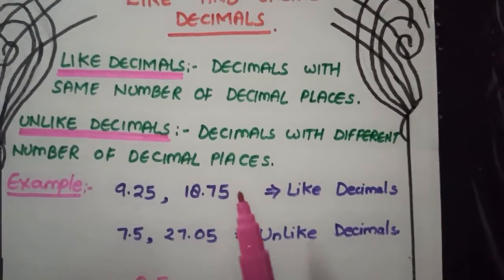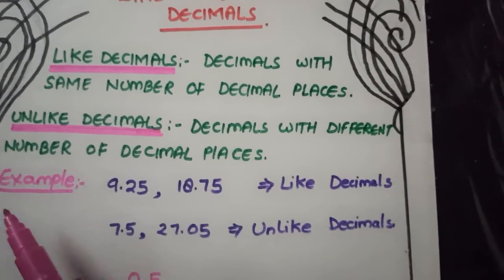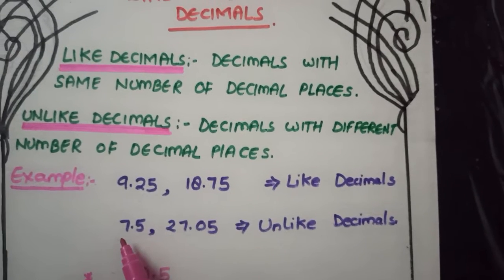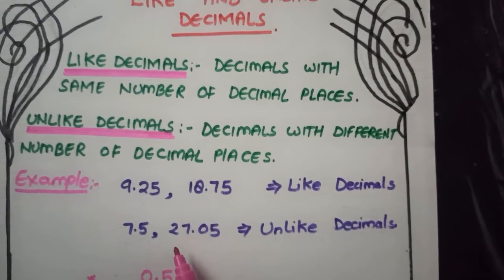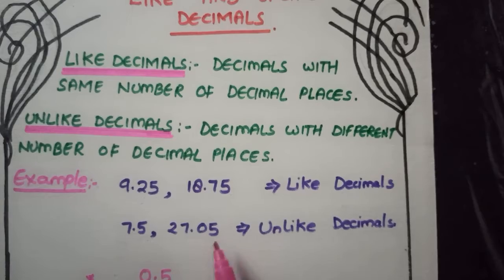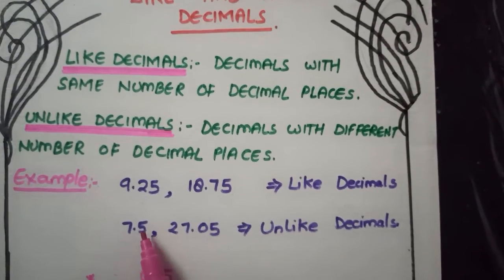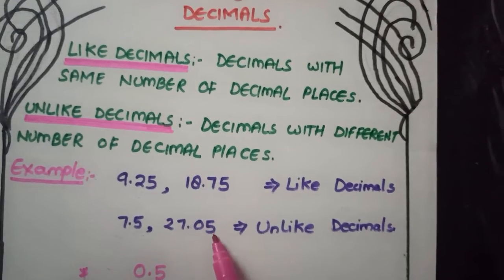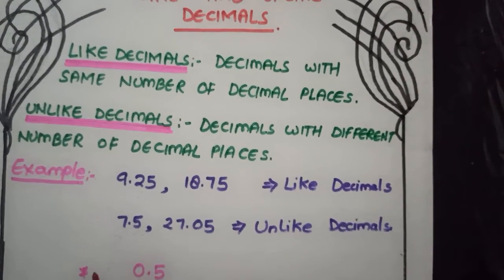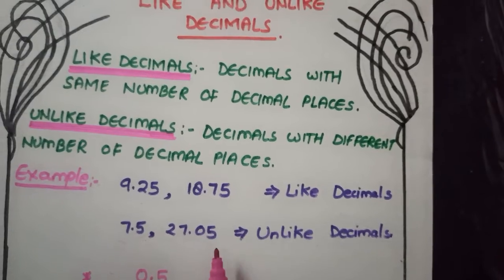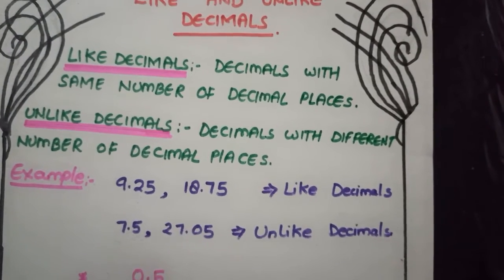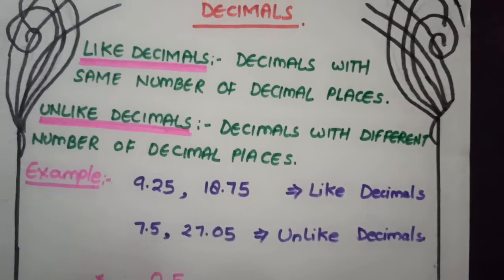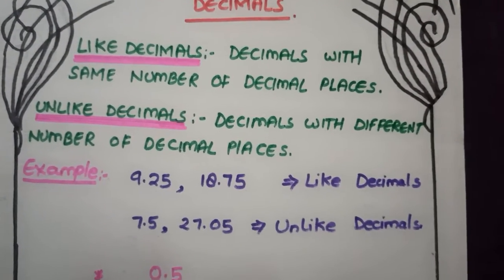Now unlike decimal, decimals with a different number of decimal places. Let us see its example. Here we have 7.5 and here we have 27.05. So how many digits we have here after decimal? 1. And how many digits we have here after decimal? 2. So these are different number of decimal places in both the examples. So that is why it is called unlike decimal. Is it clear to you all?